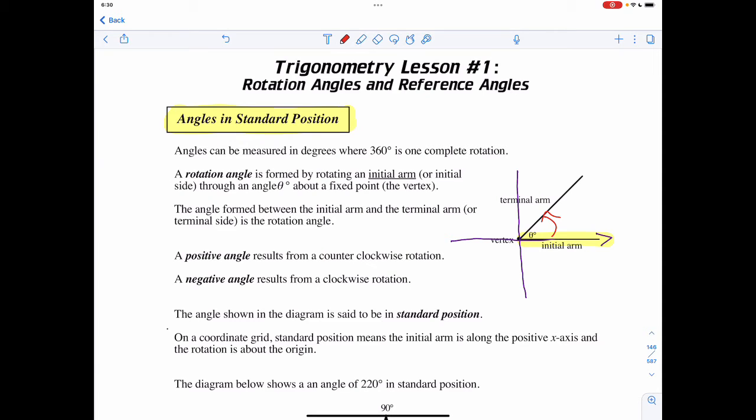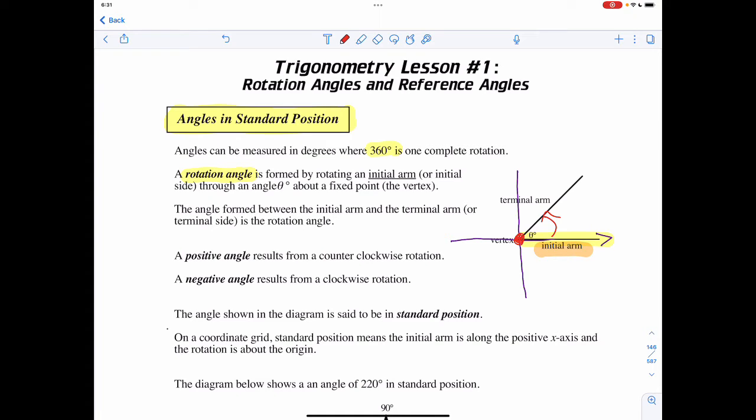Like it says, angles can be measured in degrees where 360 degrees is one complete rotation, but I could go well beyond that. I could go up to 540 degrees, I could go over 1,000 degrees, and it's just going to keep rotating around that point. We refer to that as the rotation angle. So I start from those positive x values, or my initial arm, as it says here, and then it's going to rotate from that point, starting at the origin.